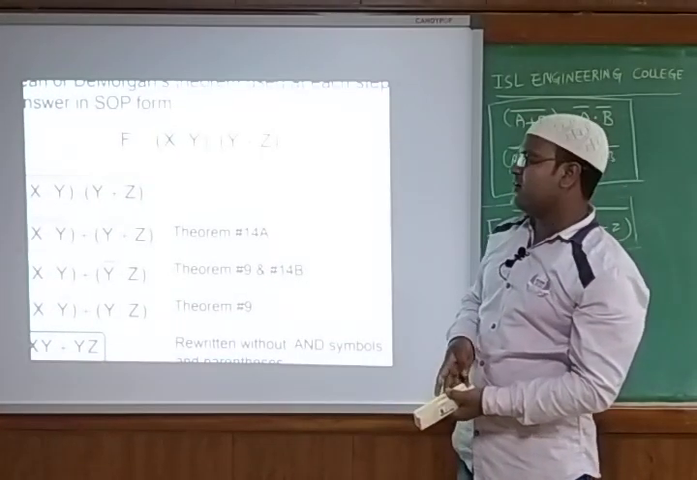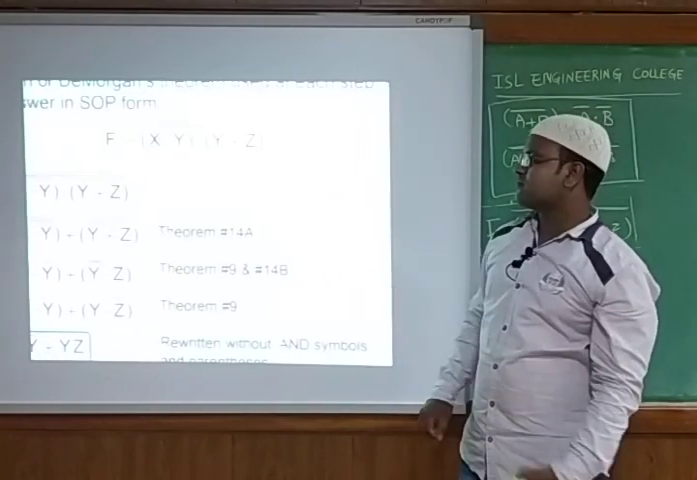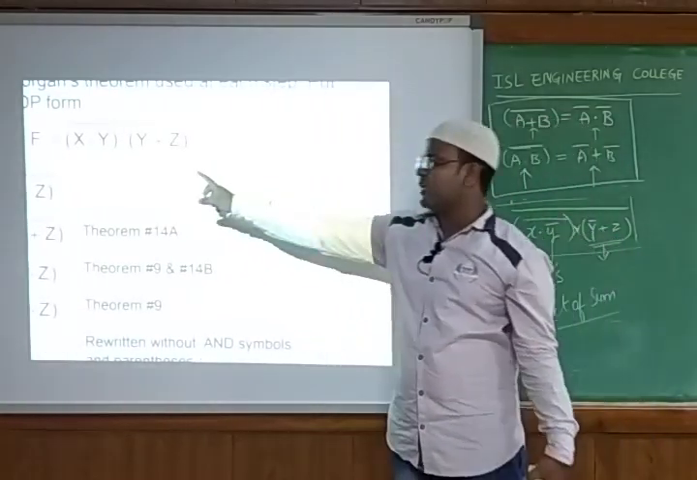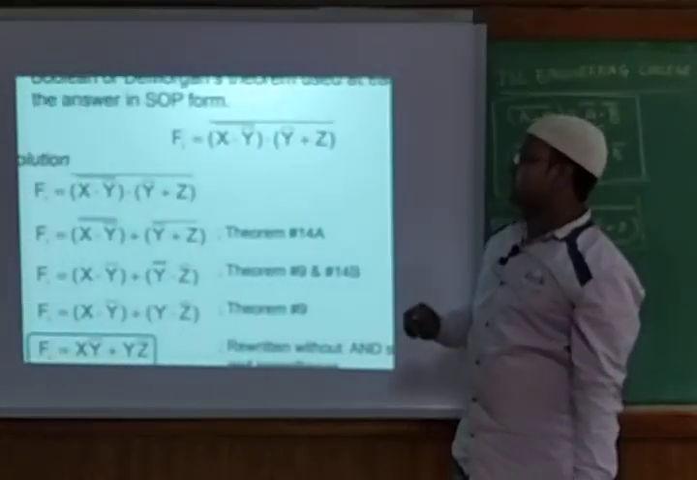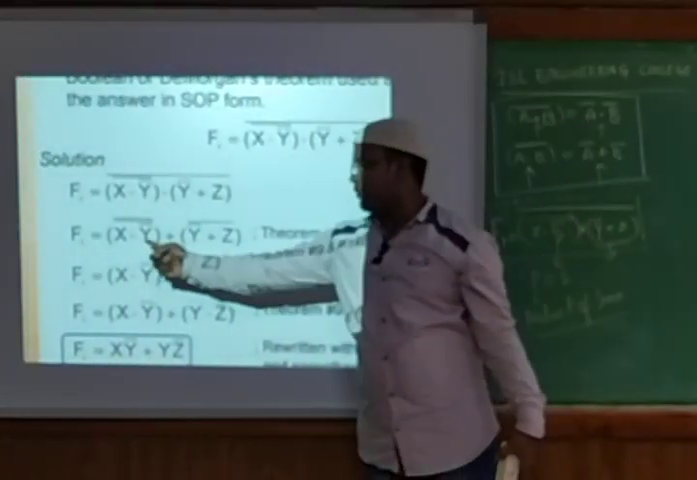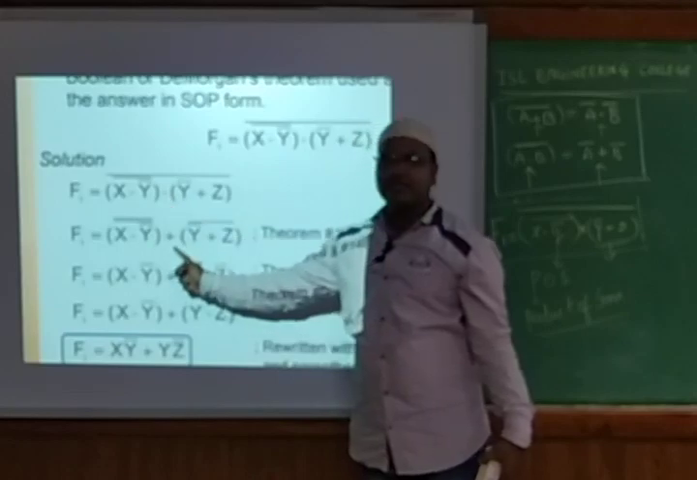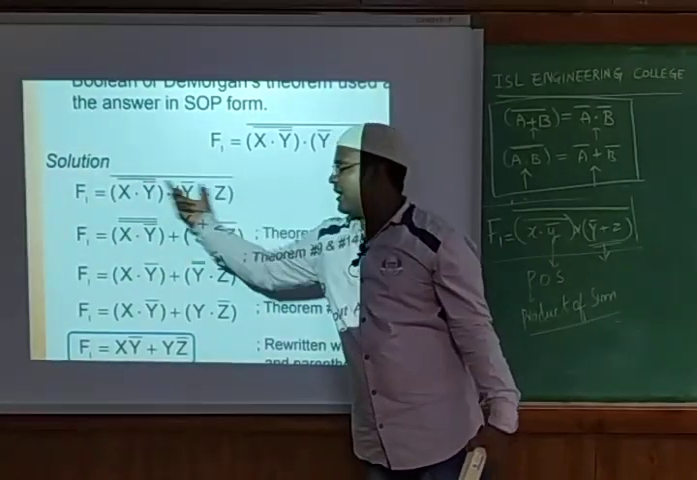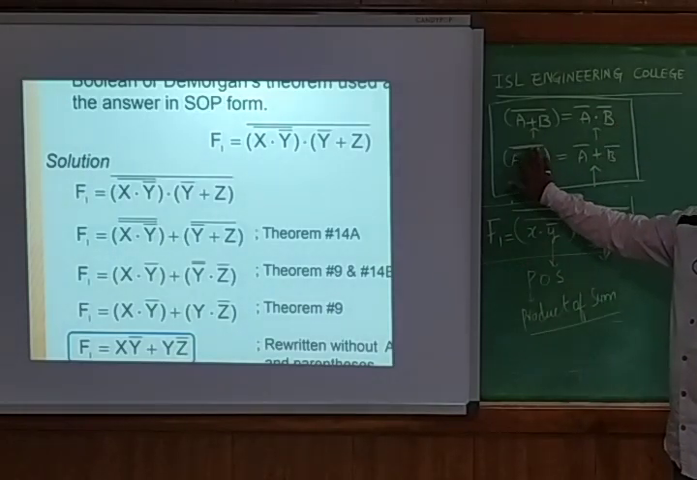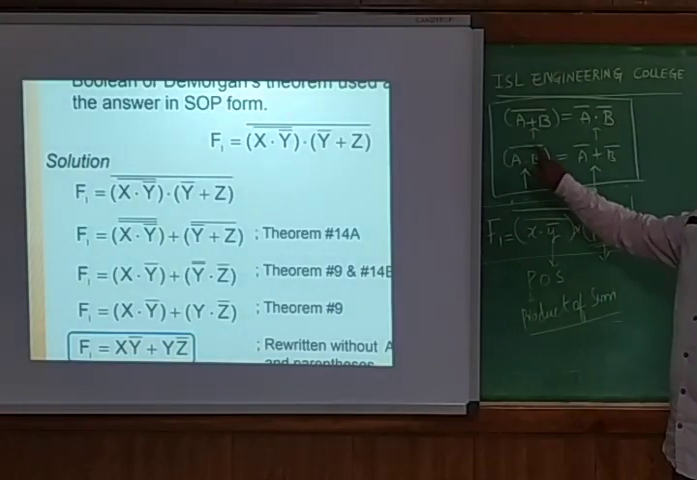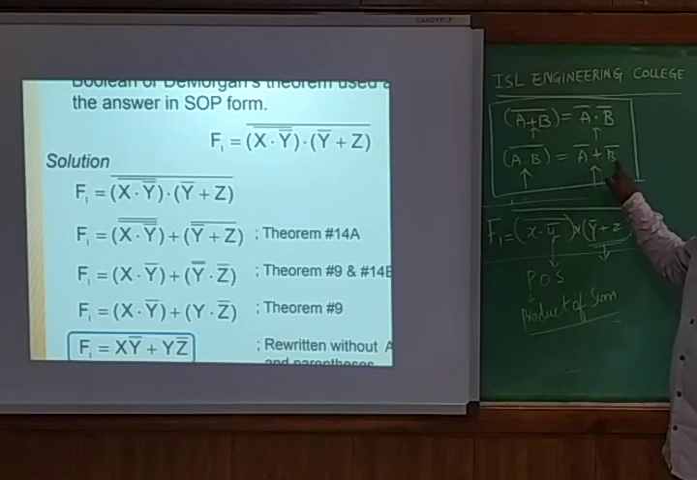How are we simplifying? First, we take the function f1 value. Second, we apply the first formula: where there is a dot, we want to write addition. So I am separating this bar and this bar. By which formula? This formula I am applying. What is the formula? A dot b whole bar can be written as a bar plus b bar.